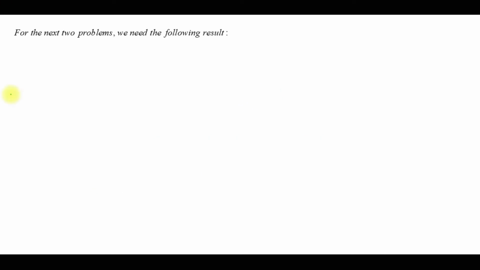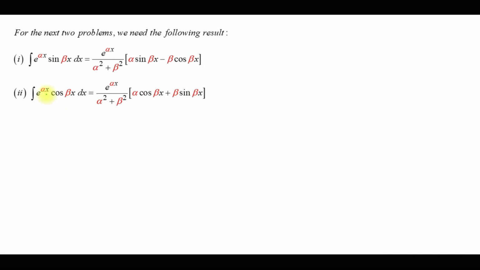For the next two problems, we need the following results, which are studied at plus 1 or plus 2 level. First one: integral of e^(αx) sin βx dx equals e^(αx) divided by (α² + β²) into (α sin βx − β cos βx). Second one: integral of e^(αx) cos βx dx equals e^(αx) divided by (α² + β²) into (α cos βx + β sin βx).